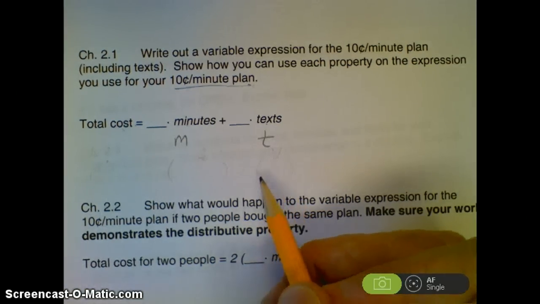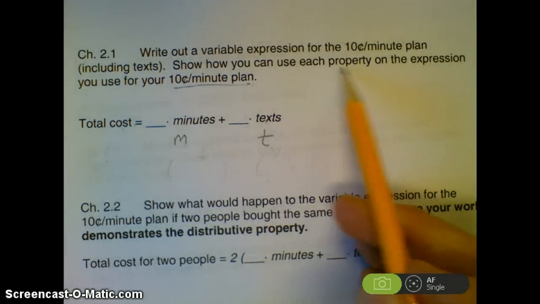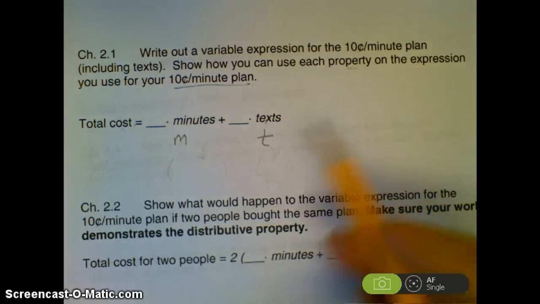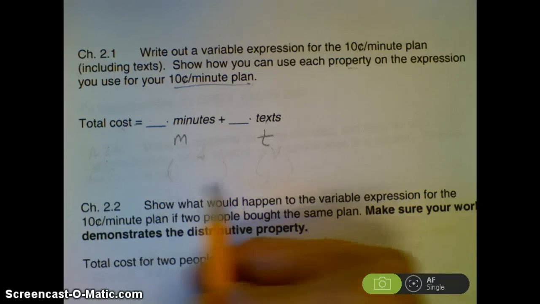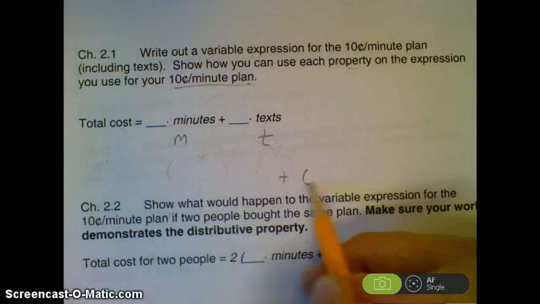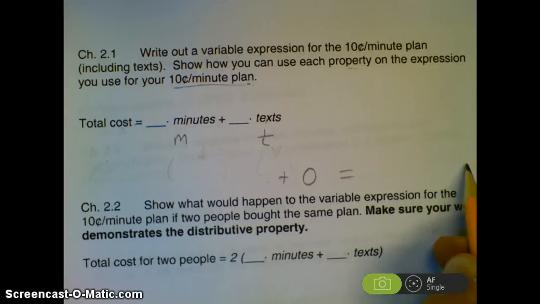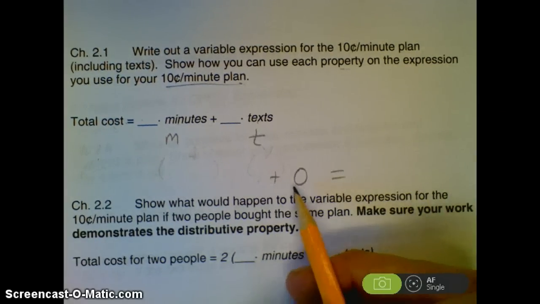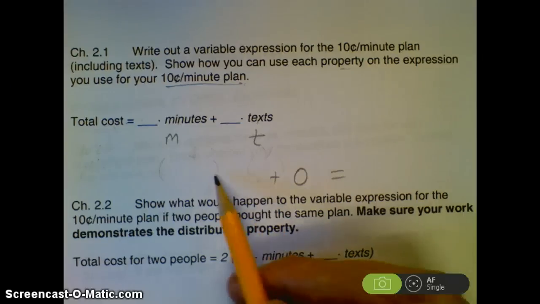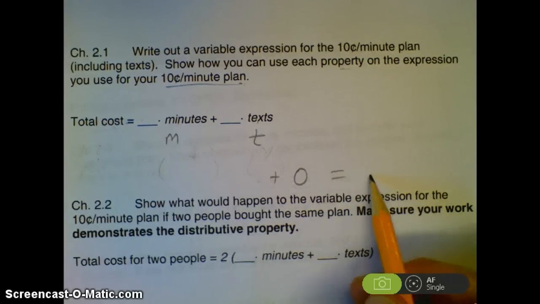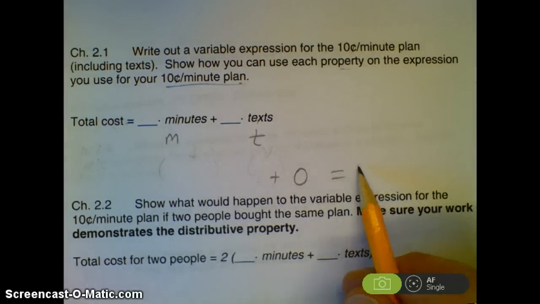Once you have that, you can start using these properties on them, like say the identity property of addition. You're going to take that, write it out, add 0, and then have the exact same variable expression, because that is the identity property. When you add 0 to anything, you get that original thing. So you're going to use all those properties: associative, commutative, identity.